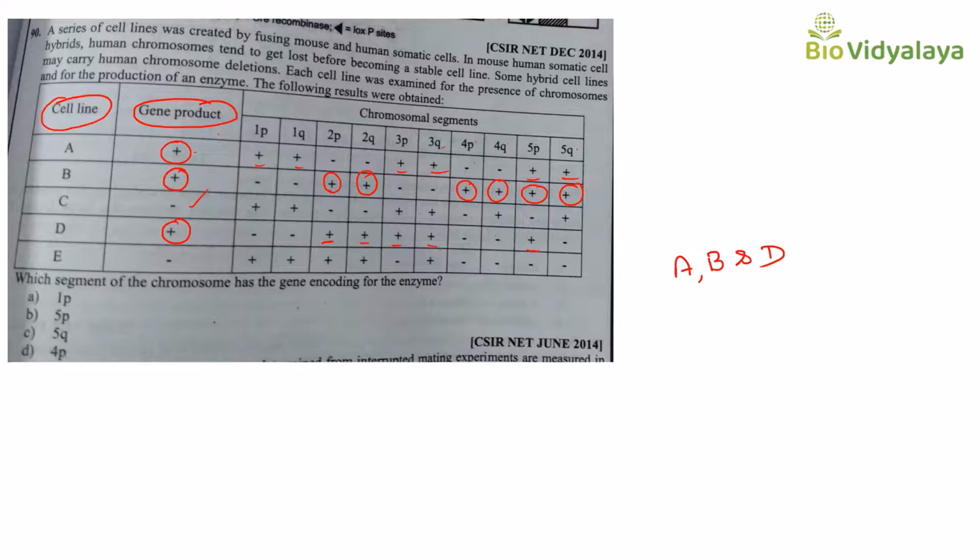So, which is common? The chromosome segment that is common in these three cell lines is 5p. 5p is present in these three cell lines A, B and D. So we can say that the correct answer is option B, 5p.